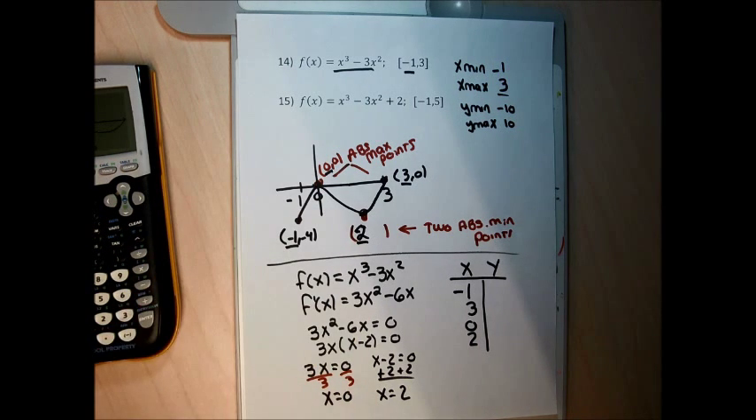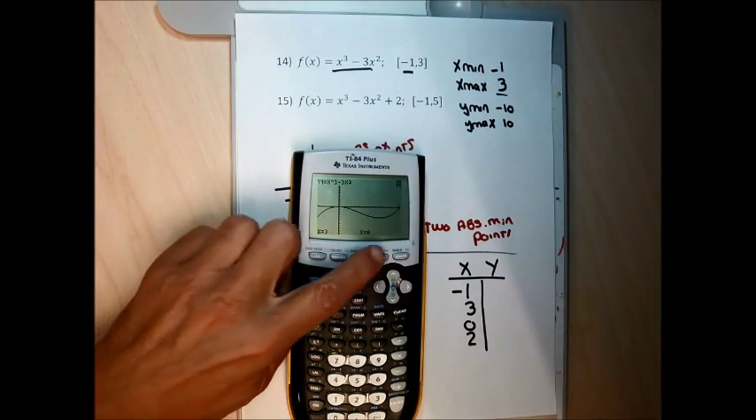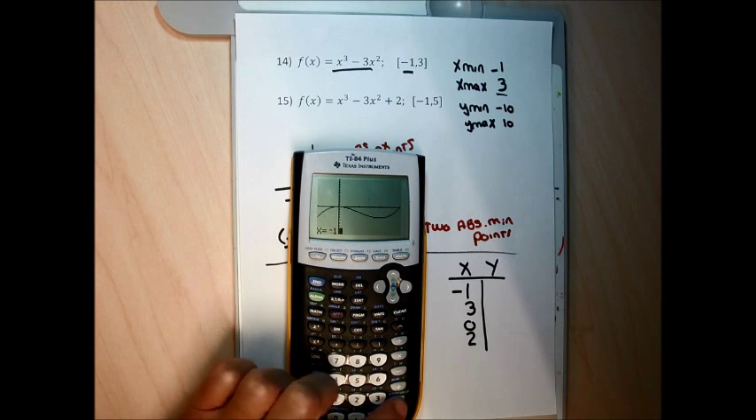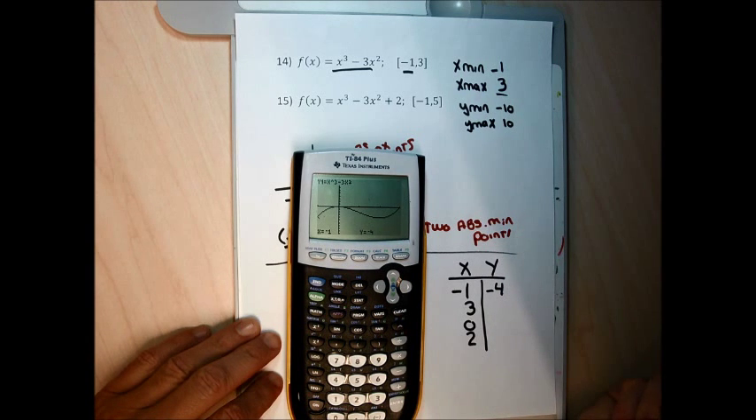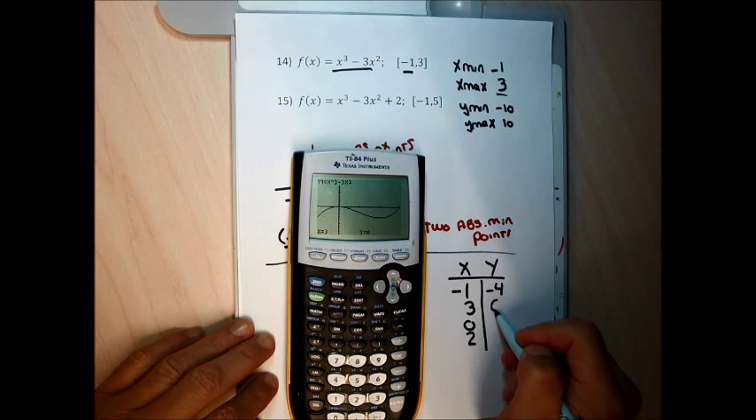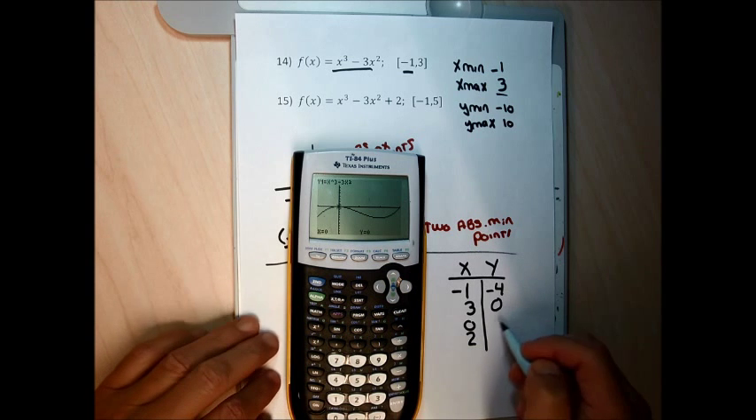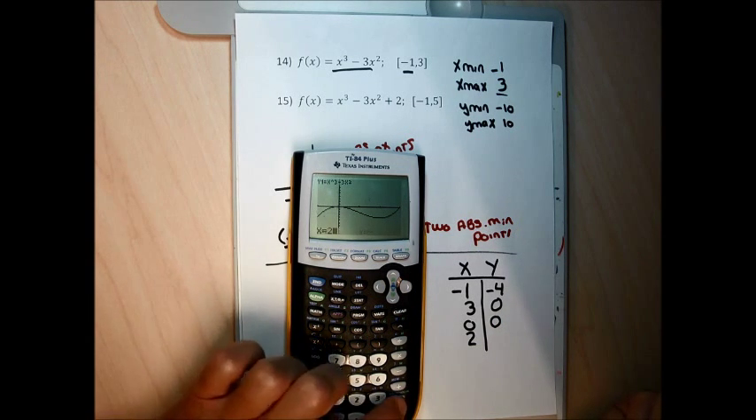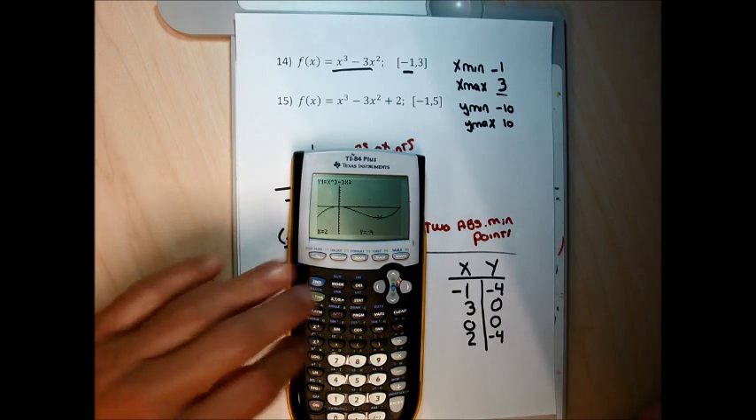I have most of my y's already. I'm going to re-get those y's just in case I messed up by going second calc, hitting enter on value. I'll type -1 and hit enter. Tells me the y value that corresponds to -1 is -4. Then I'll type in 3 and hit enter, and the y value that corresponds to x equal to 3 is 0. Then I'll type in 0 and hit enter. The y value that corresponds to x equals 0 is 0, and then 2 and enter, and the y value that corresponds to x equal 2 is negative 4.